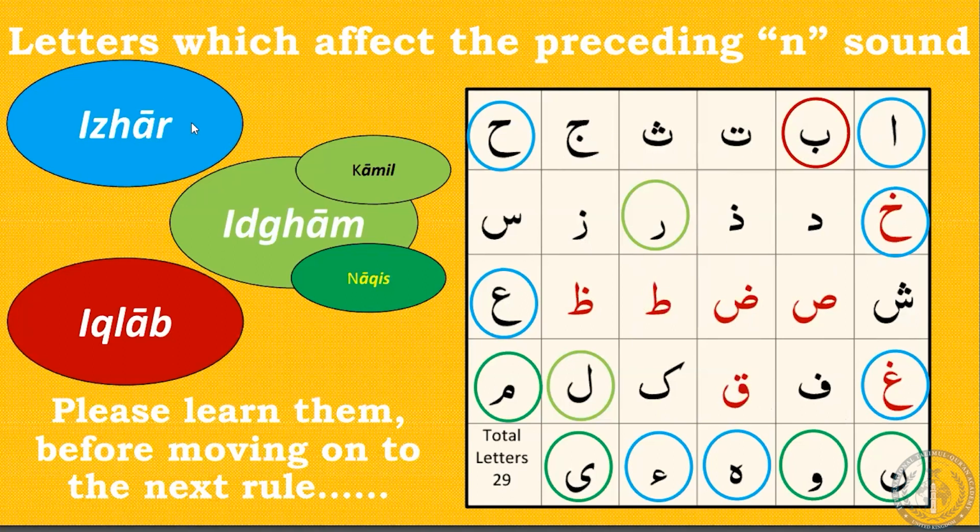We memorize the letters of izhar, huruf halaqi, letters of the throat. Then we memorize the idgham letters, the merging letters, yarmalun. Then we remember that iqlab refers to the letter ba. If you remember all of these letters and how they change the end sound and what rule they are, then you'll have no problem in doing tomorrow's rule, inshallah.